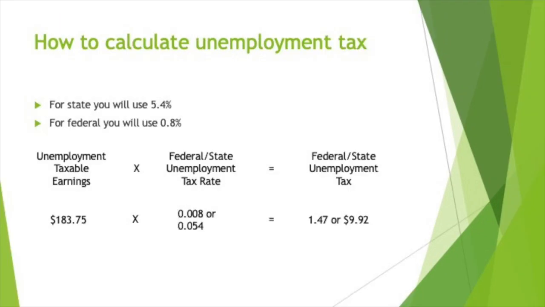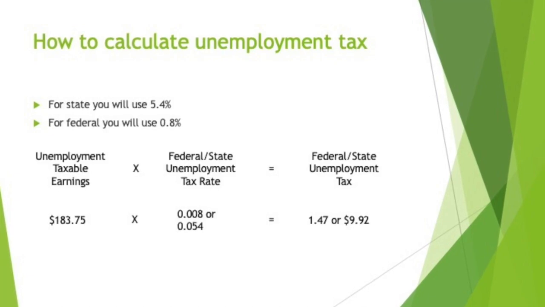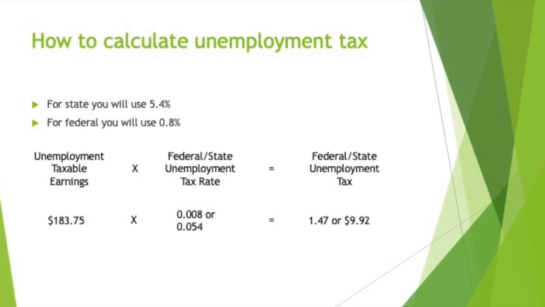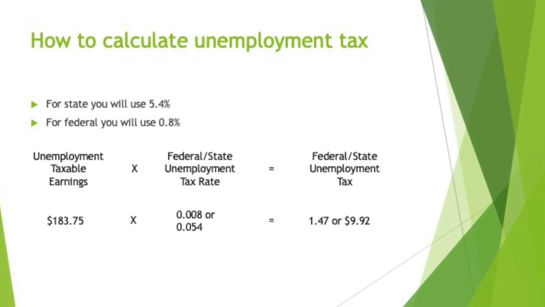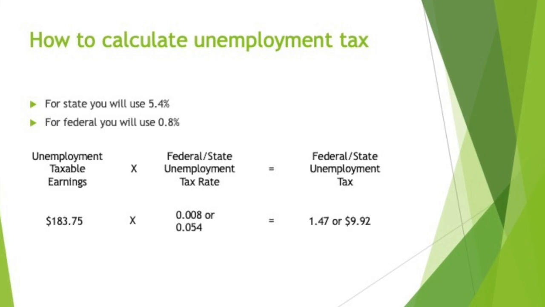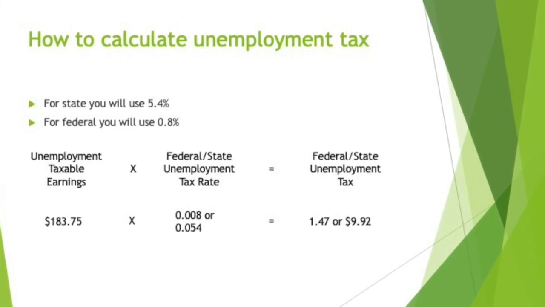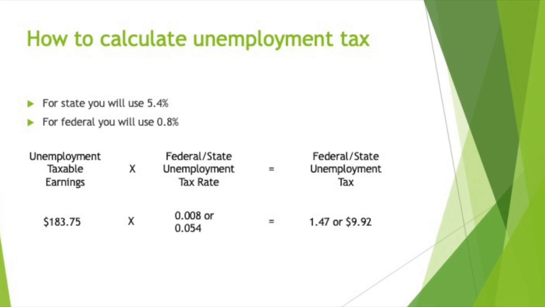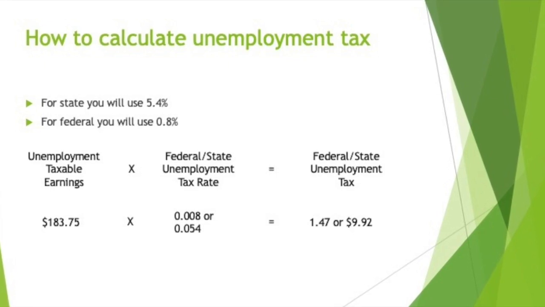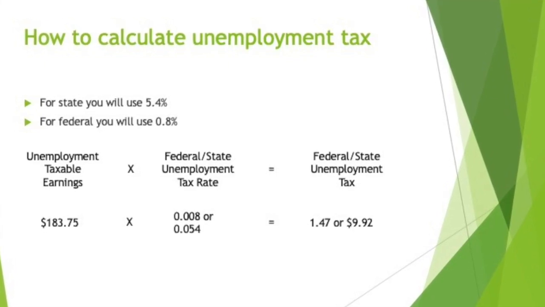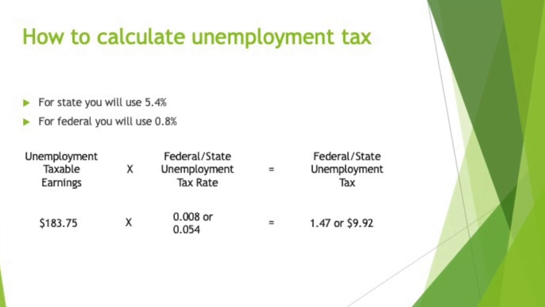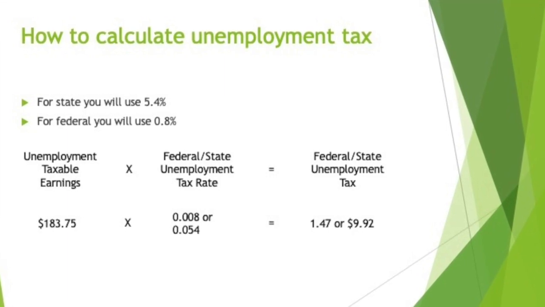So now you may be wondering how to calculate your unemployment tax. It's a lot like how we did the Social Security and the Medicare tax. For state, throughout this section, you're going to use 5.4%, and for federal, you will use 0.8%. So I put the equation up at the top: unemployment taxable earnings times federal or state unemployment tax rate equals the federal or state unemployment tax.